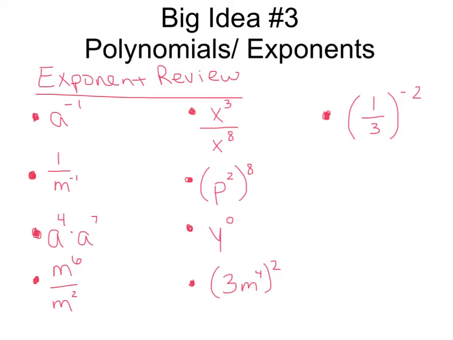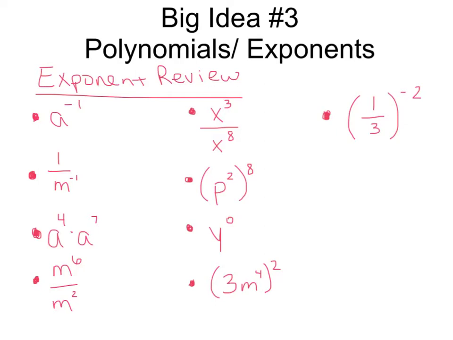Big idea number 3, polynomials and exponents. Lots and lots of review, so make sure you pay attention. But like I said, most of it should be review. First of all, when you have a negative exponent, it has to move. If it's on top, it has to go to the bottom. If it's on the bottom, it has to go to the top.